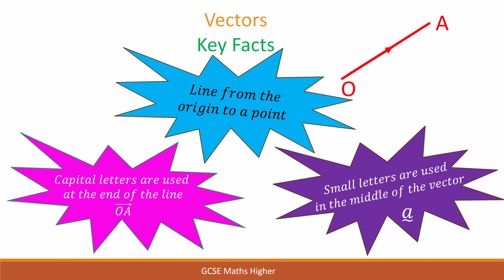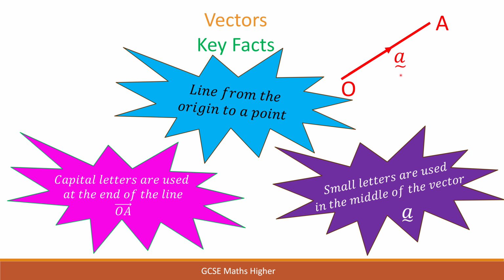When we're looking inside the line, so in this middle section here, small letters are used in the middle of the vector, and we can write this with a little a with a little squiggle underneath. And that is what is represented in the middle of this line. So you can use the capital letters and we can use the little letters to explain what is going on.